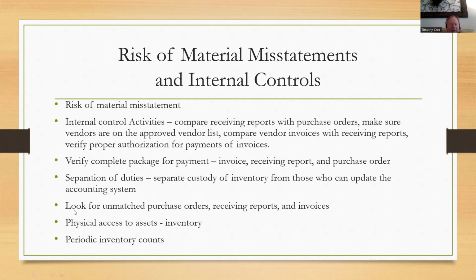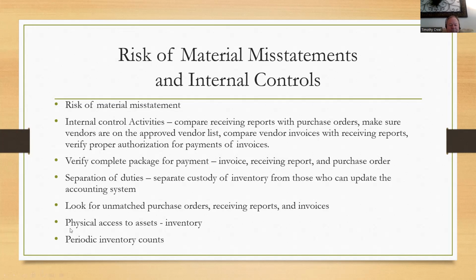Now, also here, you want to look for unmatched purchase orders, receiving reports, and invoices. And again, this goes back to the completeness function we were talking about earlier. If you have anything out there that's unmatched, a purchase order, what happened? Receiving report, why is there nothing matching it? Or an invoice, what happened to the goods we received?